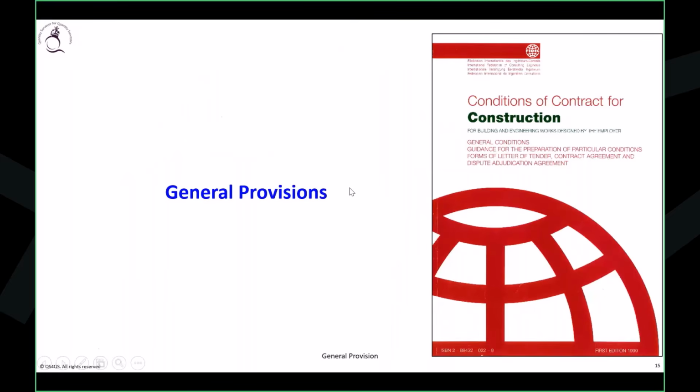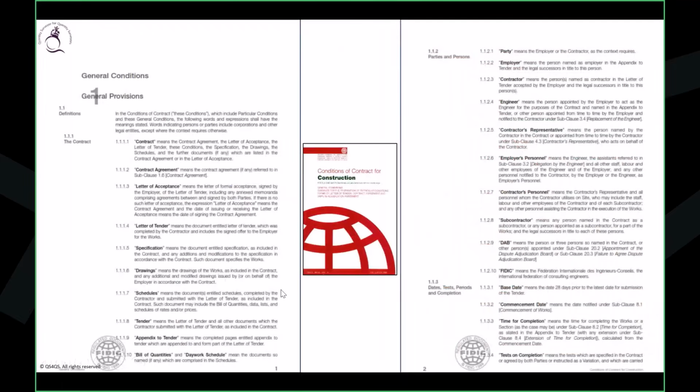Now I will go to the general provision. This is the first sub clause that FIDIC talks about. Let us have a small kickstart before we talk about contractual letter writing today. When it comes to the general provision, we should have a good understanding of the definitions in sub clause 1.1. Do you know what the definition is here?